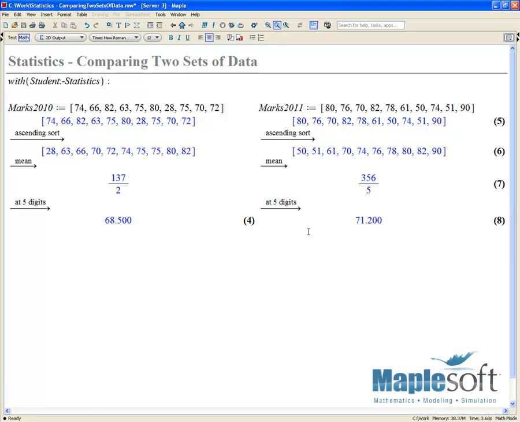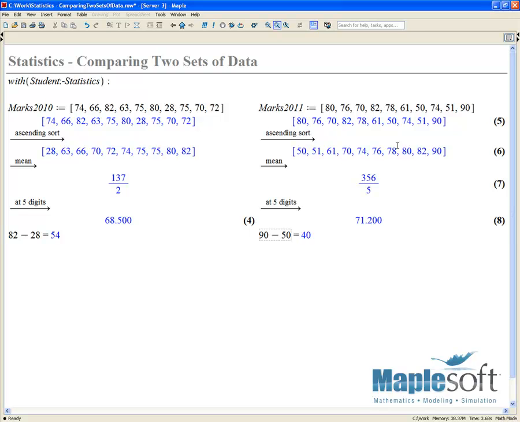But really, before we commit to either of these alternatives, what we need to do is examine the spread of the data. So we can start by looking at the range. For 2010, the range is going to be equal to the maximum value minus the minimum value. So in this case, the range is going to be equal to 82 minus 28, which is 54. In 2011, the range is going to be equal to 90 minus 50, or 40.